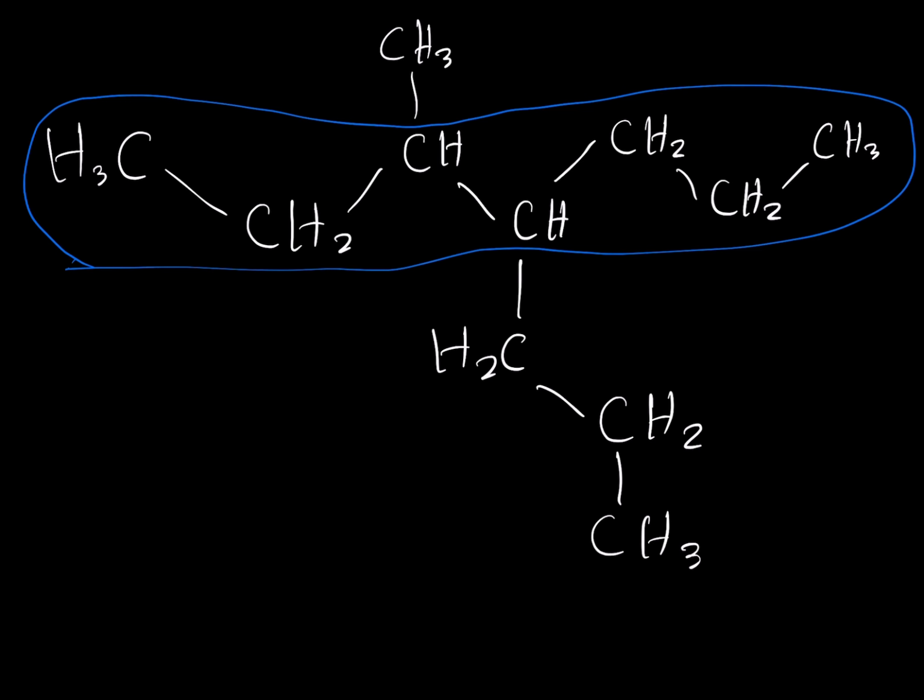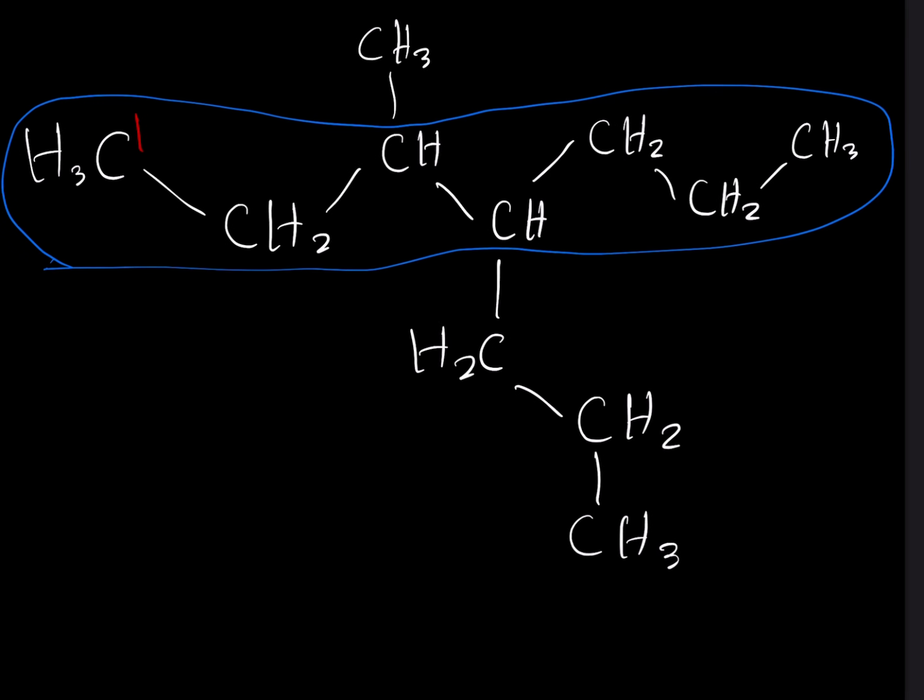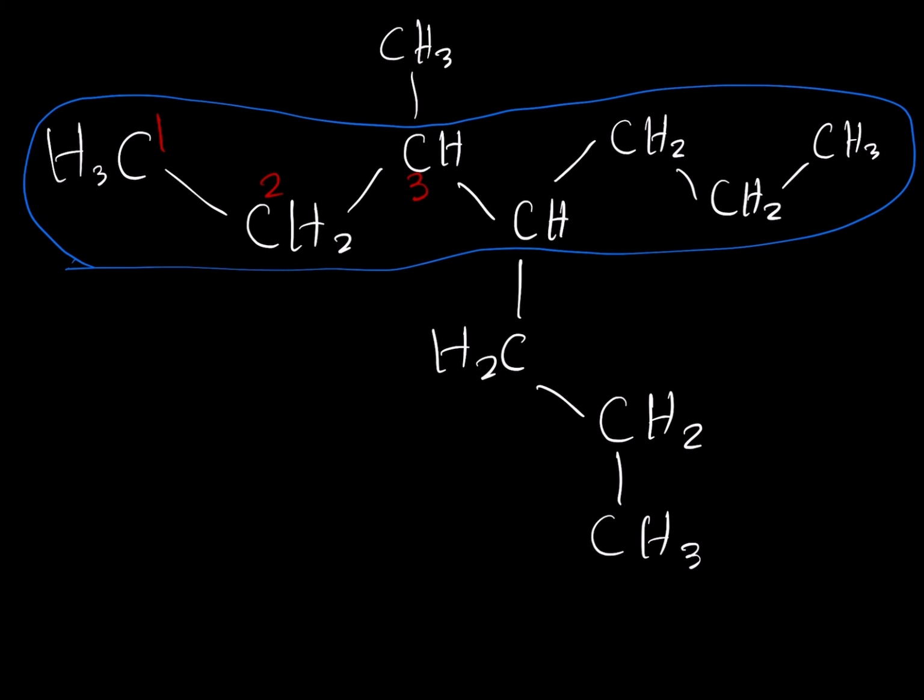Do we start counting from left to right though, or right to left? So it looks like we're going to start counting left to right because that would give the substituents the lowest number. So 1, 2, 3, 4, 5, 6, 7. So we have 7 carbons, which is heptane.